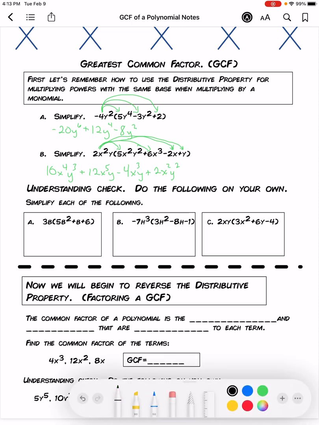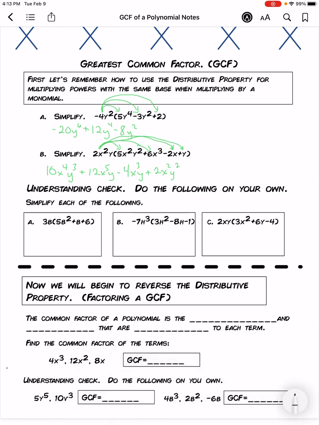All right, now, the distributive property is how we make a larger polynomial, where greatest common factor is working backwards. It's pulling out that initial term that we saw in the first two examples that we did. So the common factor of a polynomial is the numbers and variables that are common to each term.